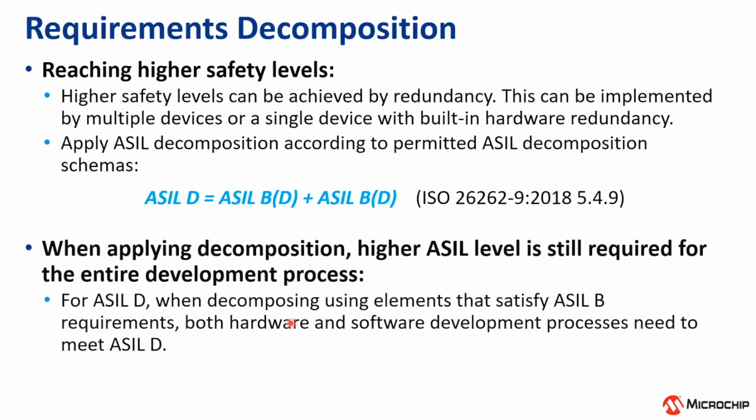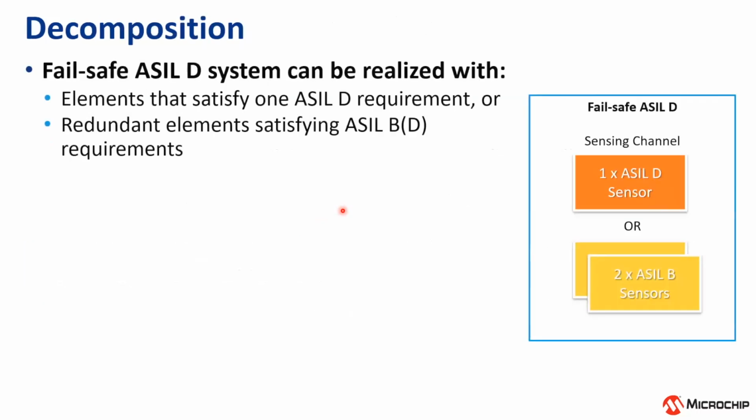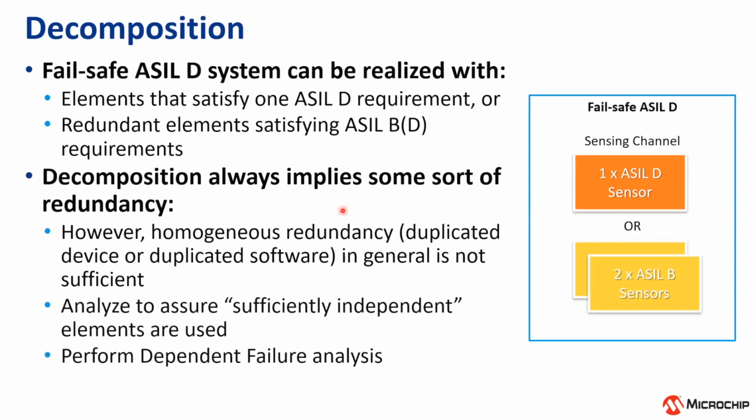And when we're applying that decomposition, we can decompose ASIL D in our example here into ASIL B plus ASIL B. So we add redundancy. So we have to use redundant hardware to be able to employ this decomposition. So when we decompose a fail-safe ASIL D system, we can use elements that satisfy ASIL B requirements. Pretty powerful stuff. So the decomposition implied some sort of redundancy.